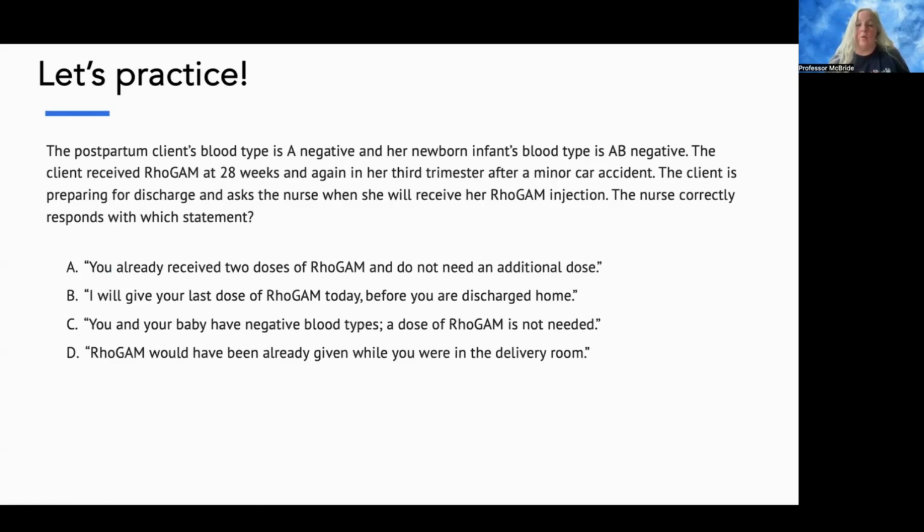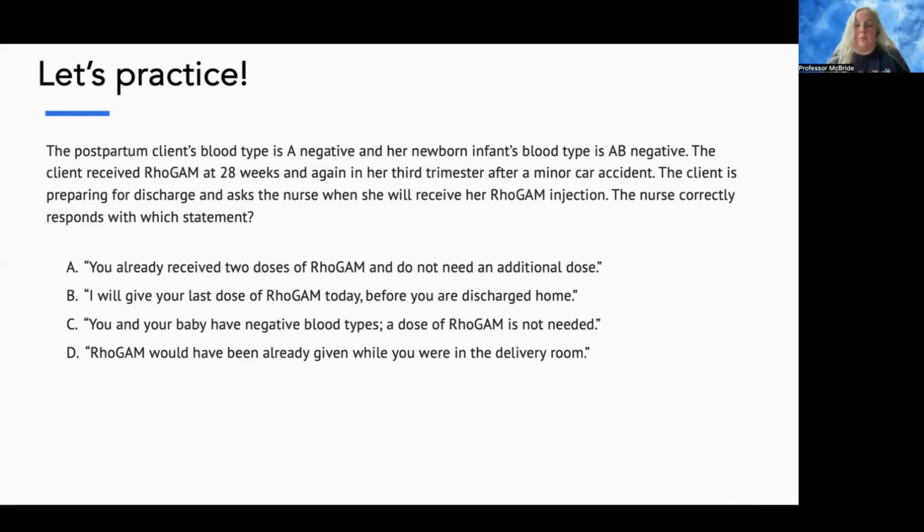So let's think about our patient and our choices. Mom is A negative, baby is AB negative. Does mom need RhoGAM? Mom does not need RhoGAM because her baby is not Rh positive. So when we look at the choices, A, you already received 2 doses, so you don't need an additional dose. That's not accurate. If her baby was Rh positive, she would still get an additional dose at delivery.